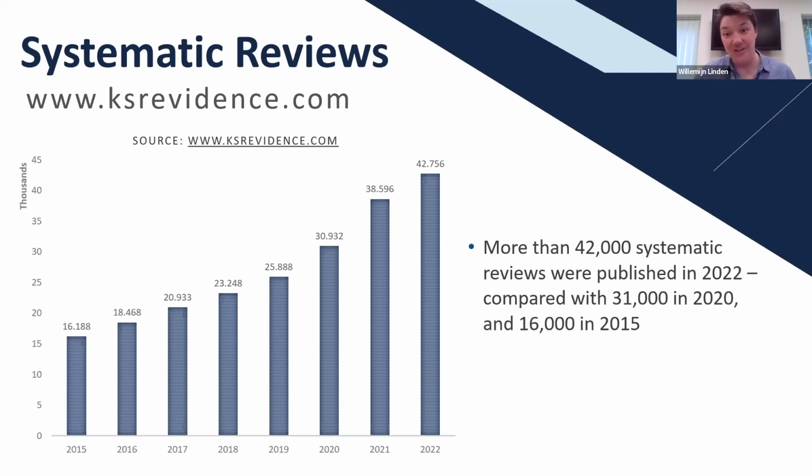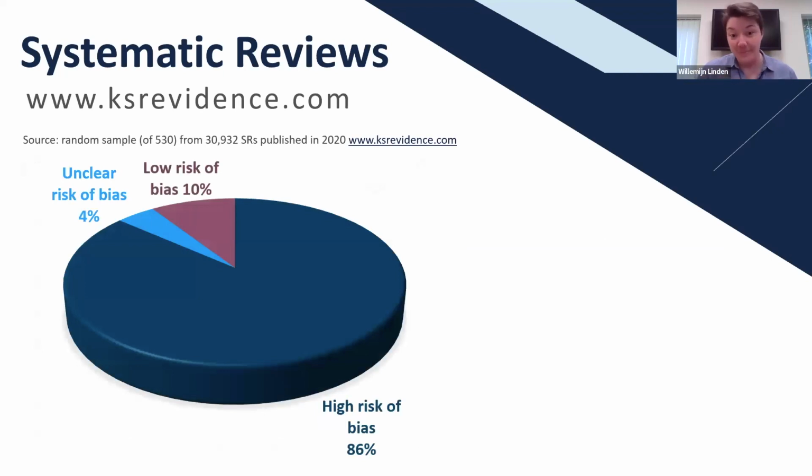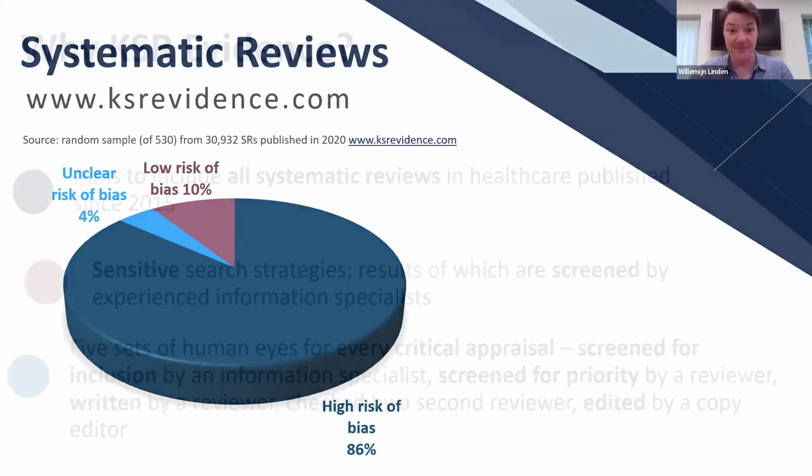This growing production of systematic reviews can be a problem because systematic reviews inform guidelines and clinical decisions, but from a random sample from KSR Evidence of 530 systematic reviews published in 2020, only a small portion of them had a low risk of bias.